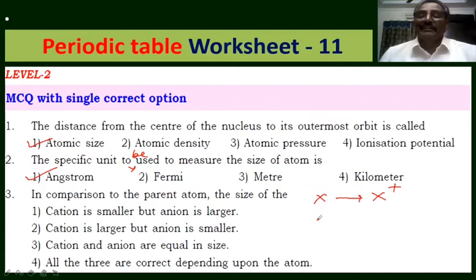In the same way, when an atom X changes to an anion, the screening effect increases, but there will be no change in the nuclear charge. That means the effective nuclear charge decreases. That is, the attraction of the nucleus on the outer electron decreases. As a result, electron cloud spreads through more volume. So size of the anion will be more than the size of the neutral atom. So here cation is smaller, but anion is larger than the size of the atom. So first option is the right option.